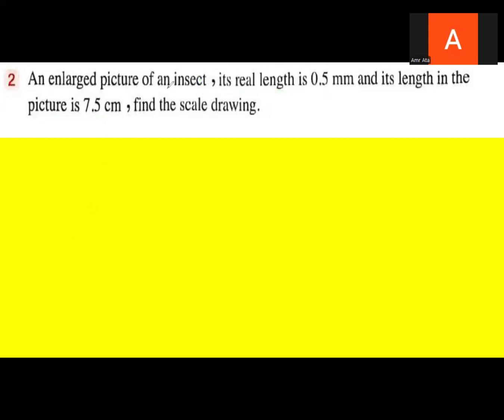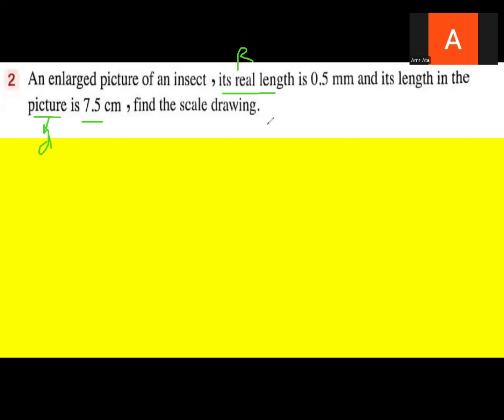An enlarged picture of an insect. Its real length is 0.5 millimeter. Real length means R, real, in real. This is the real length. And its length in the picture, in the picture means in the drawing, D, is 7.5 centimeter. Find the scale drawing.